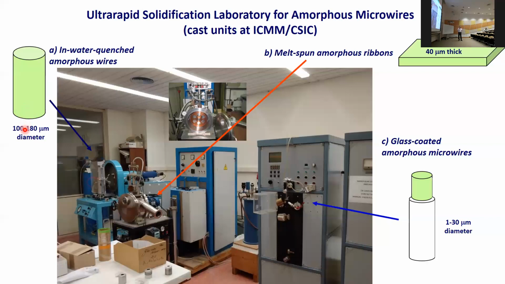The other family is so-called glass-coated amorphous microwires that consist of a nucleus, which is structurally amorphous, ferromagnetic, metallic, and it is coated by a coat of pyrex. So this pyrex insulates the material from the corrosion point of view, from the electrical point of view, and also introduces strong mechanical stresses.